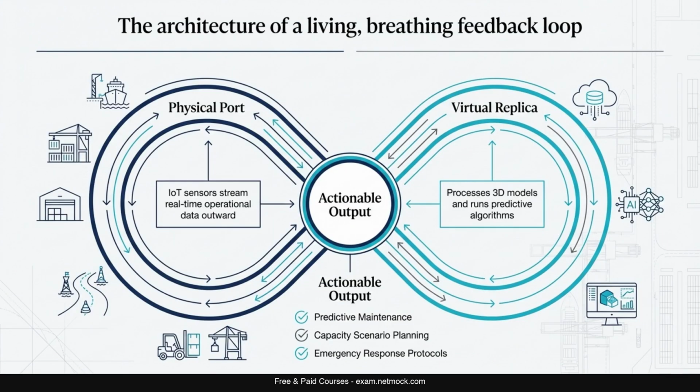The architecture creates a living, breathing feedback loop. The physical port streams real-time data through IoT sensors. The virtual replica processes 3D models and runs predictive algorithms. At the center, actionable outputs are generated, including predictive maintenance, capacity scenario planning, and emergency response protocols. Data flows continuously in both directions, creating a self-improving system.